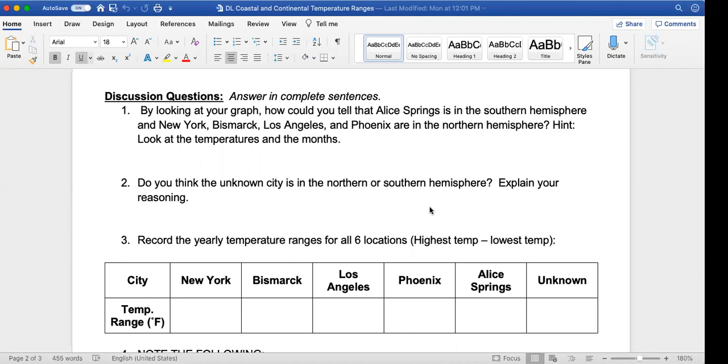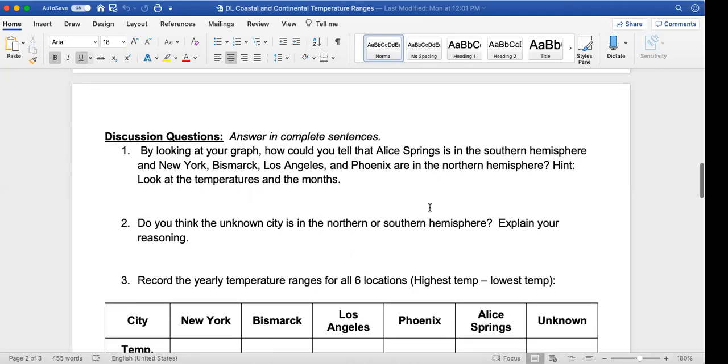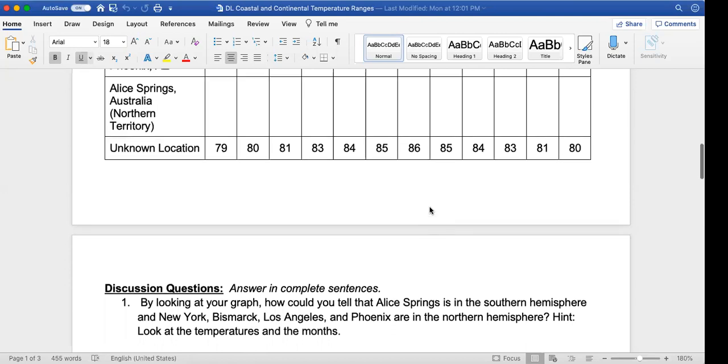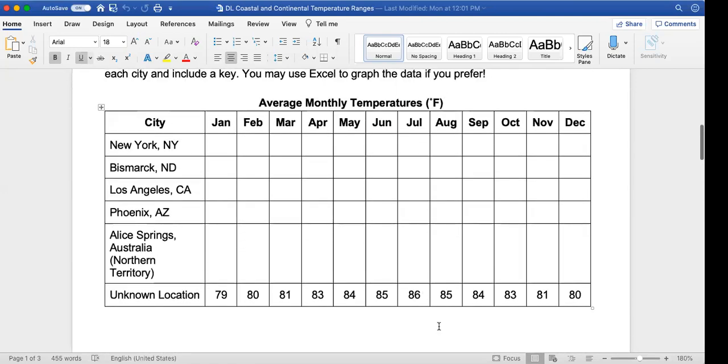For number 2, do you think the unknown city is in the northern or southern hemisphere? So again, we're looking at when it's the warmest. And based on the numbers there, I see the warmest numbers are 85, 86, 85 in June, July, August. Well, that's our warmest months too. So the unknown location is most likely in the northern hemisphere because the warmest months are in June, July, and August. You don't want to say that it's hotter in the summertime because, again, that's true in either hemisphere. It just depends on which hemisphere when that timing is.